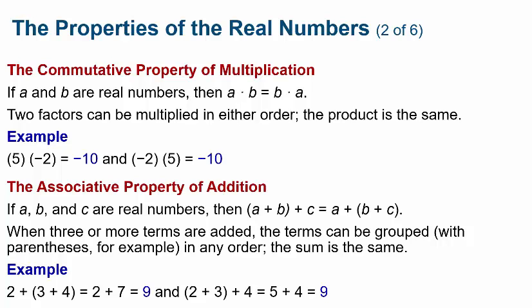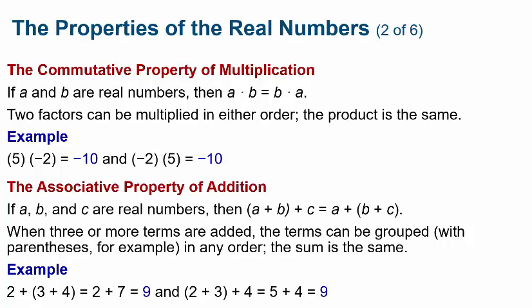All right, now let's talk about the associative property of addition. If a, b, and c are real numbers, then if you have in parentheses a plus b and then add c to that, it turns out it's the same thing as a plus in parentheses b plus c. So when 3 or more terms are added, the terms can be grouped with parentheses in any order, and it doesn't matter, the sum is the same.